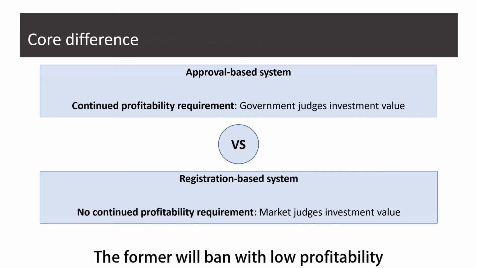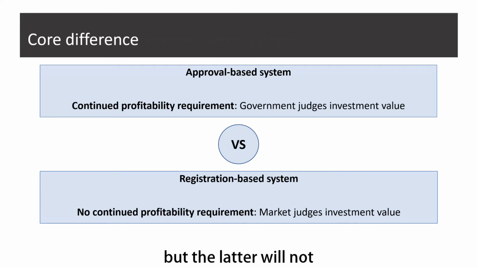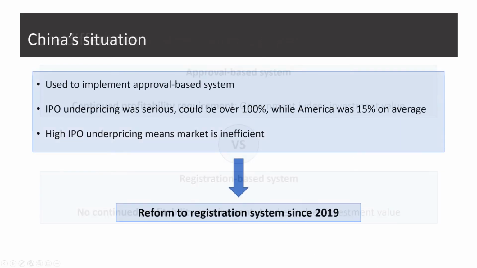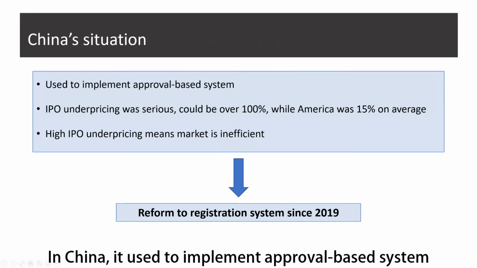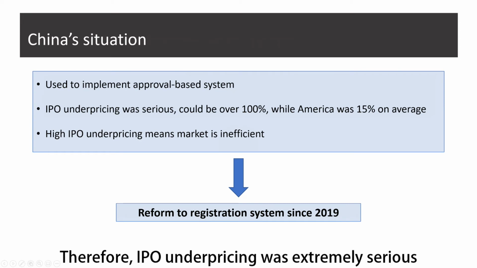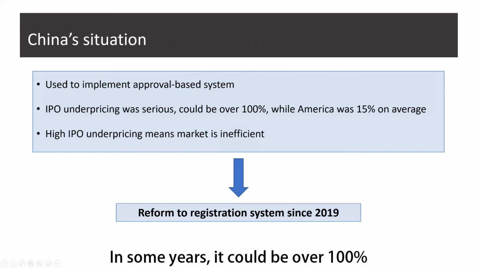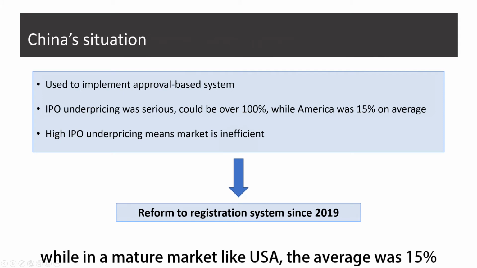The former will ban those with low profitability, but the latter will not. In China, it used to implement an approval-based system. Therefore, IPO underpricing was extremely serious. In some years, it could be over 100%, while in a major market like the USA it was on average 15%.